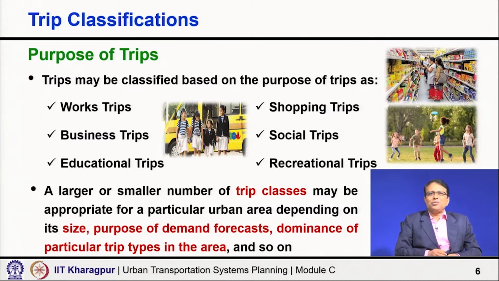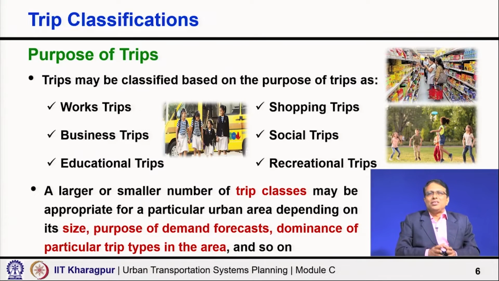So, purpose of demand forecast, why we are doing it, what problem we are trying to solve, what is the dominance of particular trips in that area depending on the land use. If the schools are not located in that area, then school trips may not be really prominent there. So, there is no point in making a separate classification, right. And if there are no recreational facilities in that zone, there is no point for me to create a category of recreational trips, which will hardly have any contribution there, right.